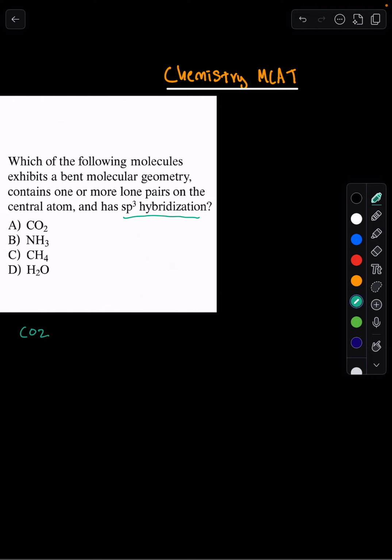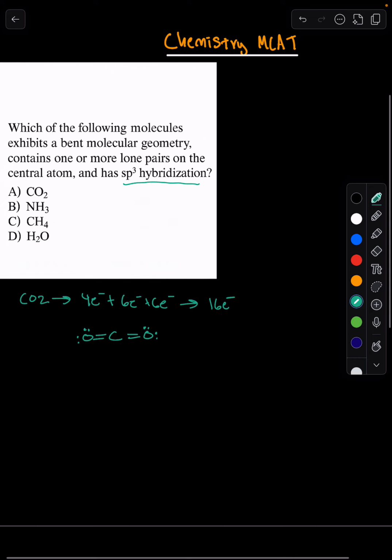So we'll start with carbon dioxide. Carbon has 4 valence electrons, and each oxygen will have 6. We're going to have 2 of these, so 4 plus 6 plus 6 is 16 valence electrons total. So let's draw C double bonded to O, double bonded to O, draw lone pairs, and just to check, 2, 4, 6, 8, 10, 12, 14, 16. Okay, total.